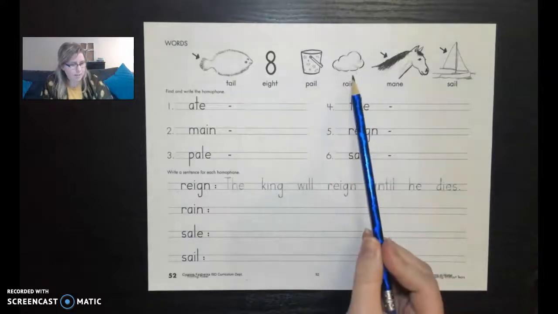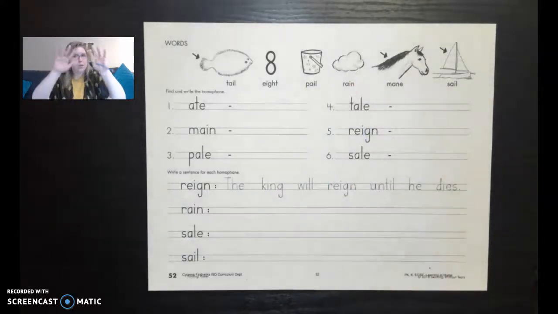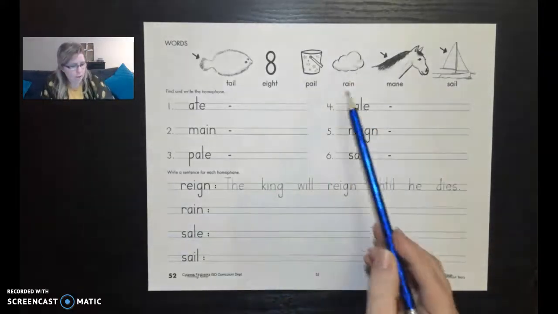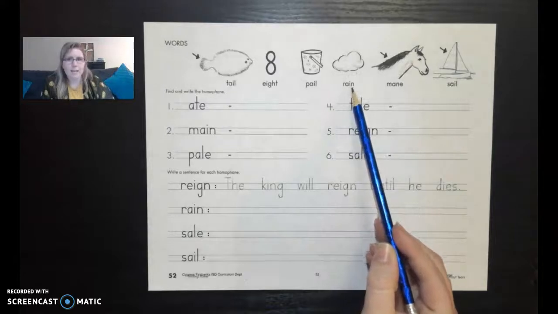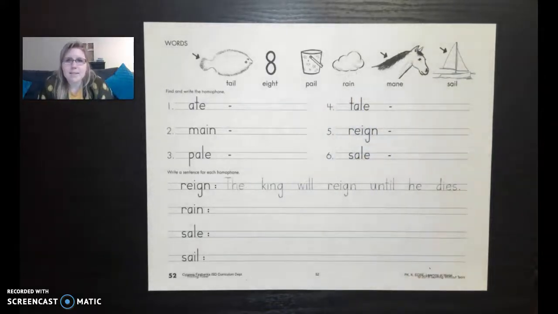Now let's go to this next one, rain. We know rain coming from the sky, R-A-I-N. But listen to this sentence. The king reigns over his kingdom. Is the king?